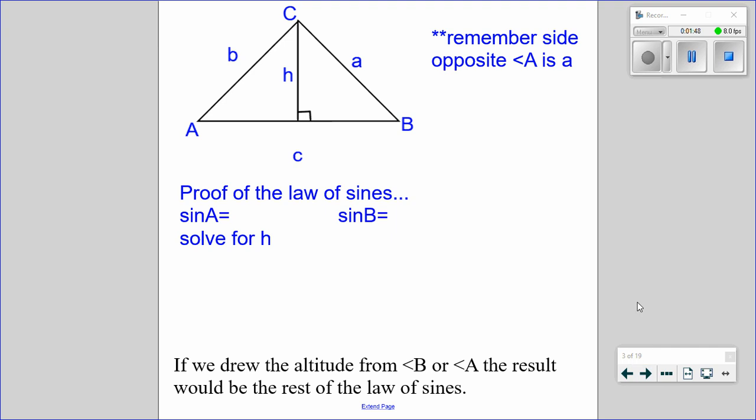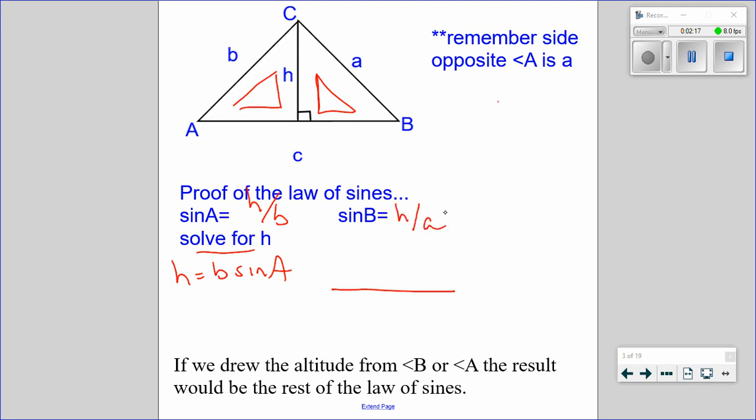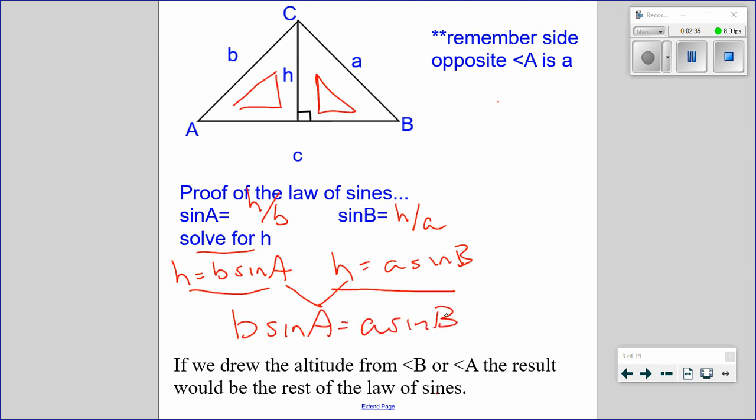Okay, I am going to show you the proof of the law of sines because it is pretty easy. If I look at the left triangle only and do the sine of angle A, it's H over B. Solving for H, I get H equals B times the sine of A. For the right triangle, sine of B is H over A. Solving for H again, I get H equals A times the sine of B. Using the transitive property, I set them equal to each other and get B times the sine of A equals A times the sine of B. That's one version of the law of sines.